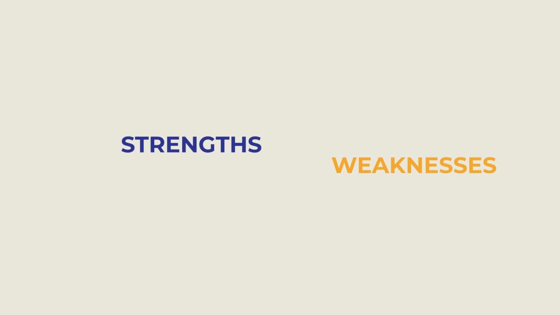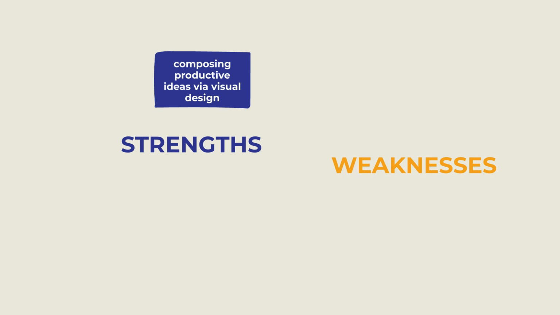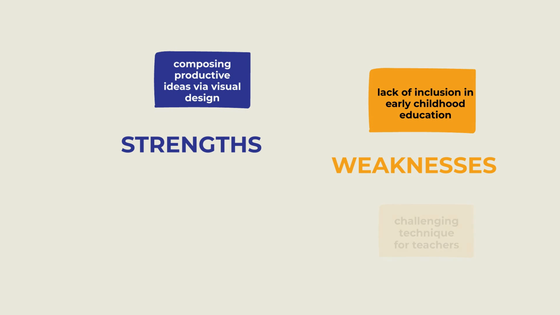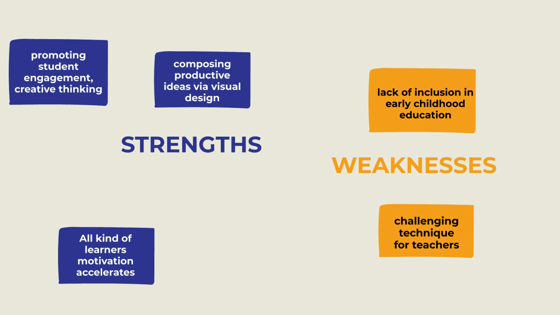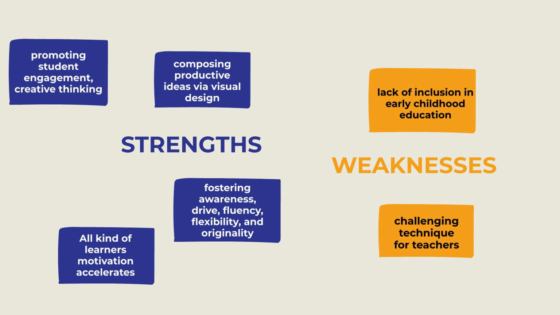Strengths and weaknesses. Whereas the Scamper technique has been used for visual design to compose creative, productive ideas, some shortcomings can be observed, like the lack of inclusion of the educational context in early childhood education. Although the new technique is challenging, lessons promote student engagement, creative thinking, and the ability to recall content knowledge. Scamper can be utilized for learners who lack motivation, who have learning difficulties. Scamper is used as a learning tool that fosters awareness, drive, fluency, flexibility, and originality.